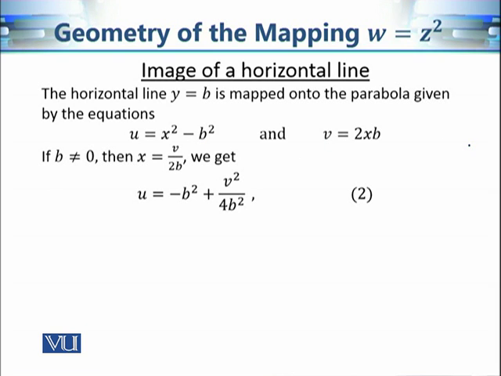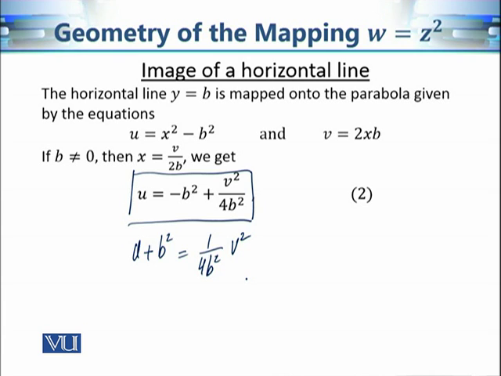Now once again we impose the condition that b is not equal to 0, and calculating the value of x gives us the following equation. Now once again we can write it down in the following way: u plus b square is equal to 1 over 4b square v square. Now this is once again the equation of a parabola.